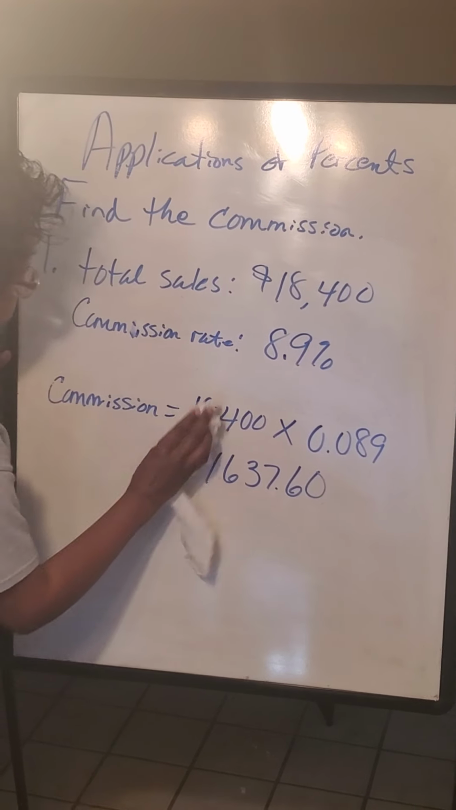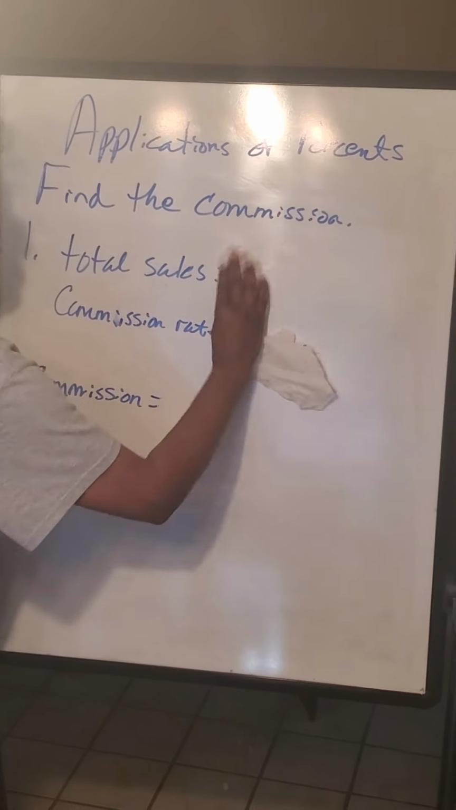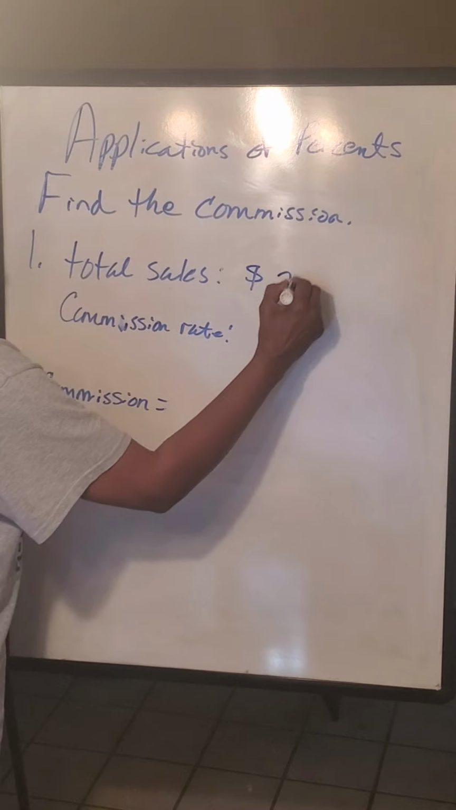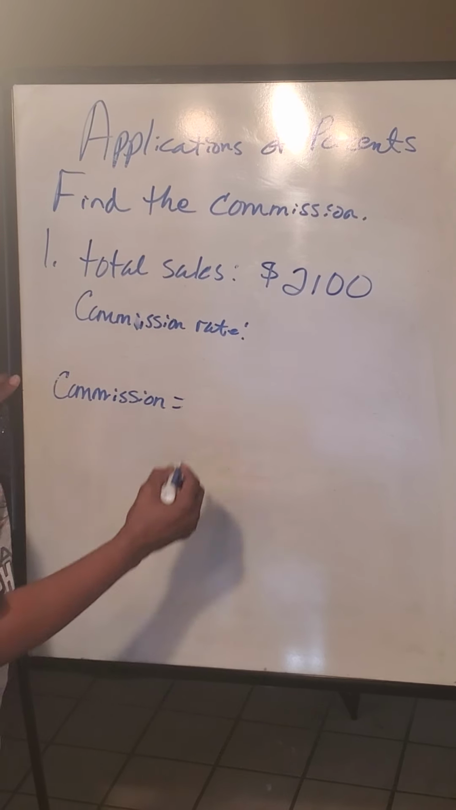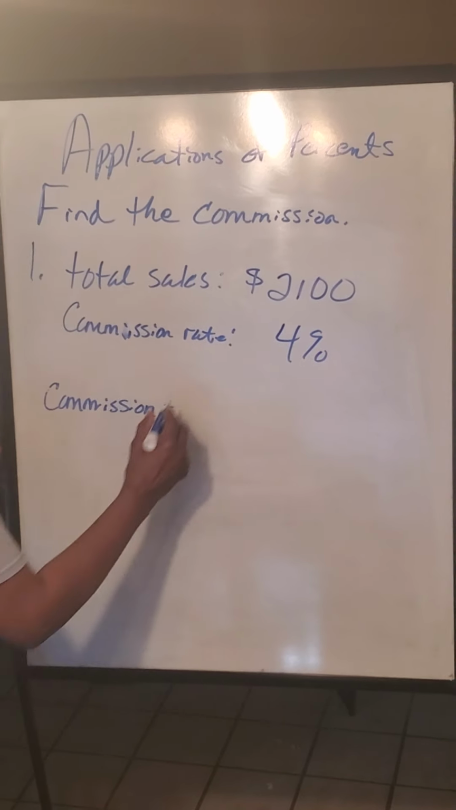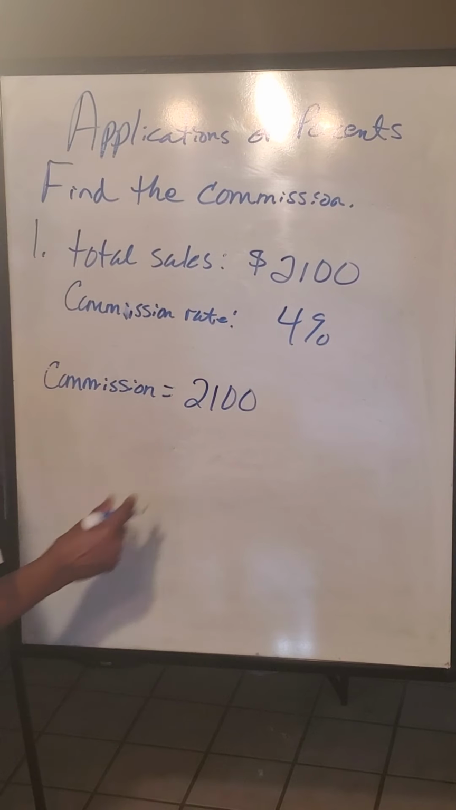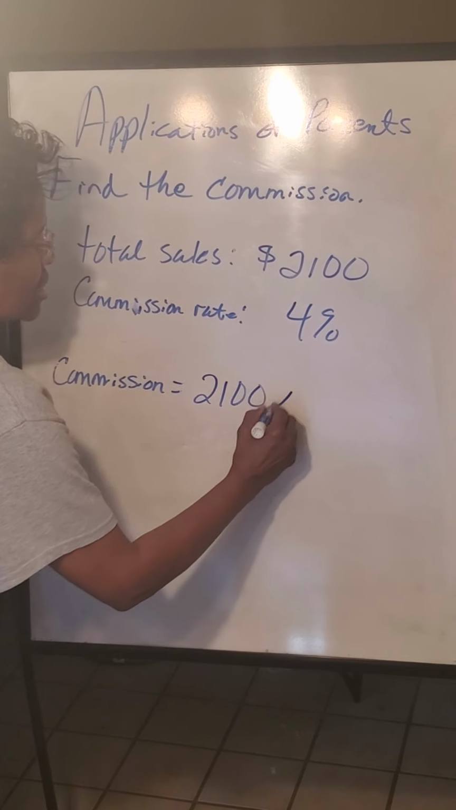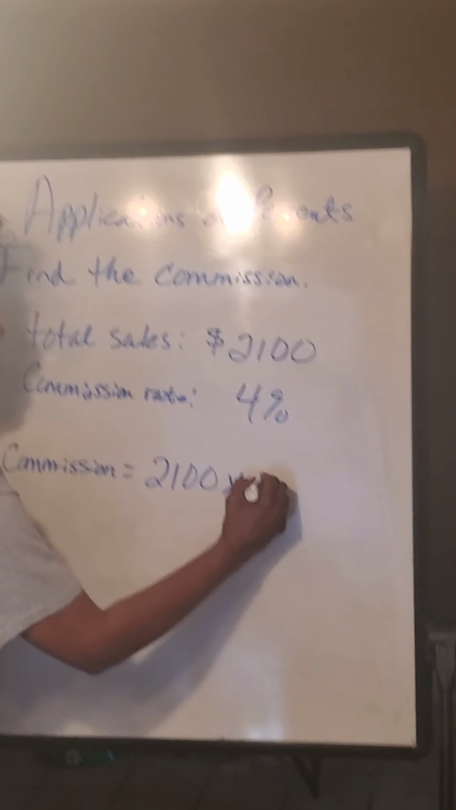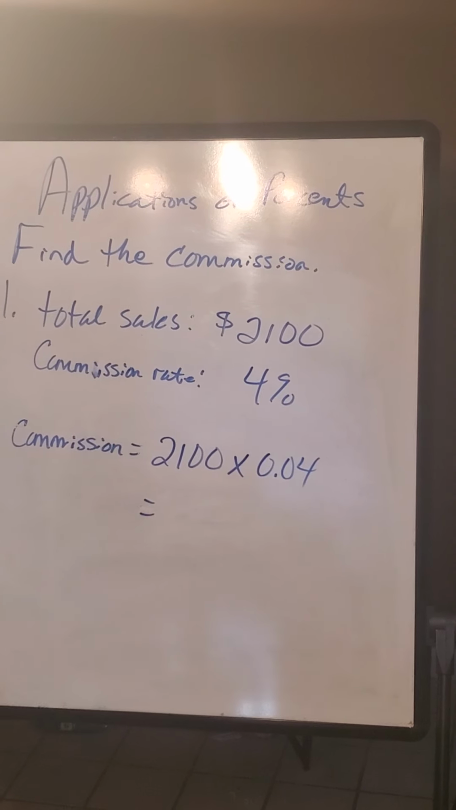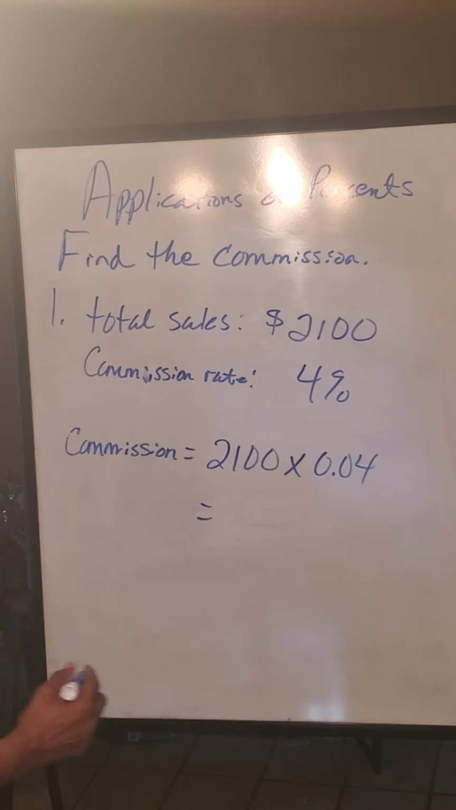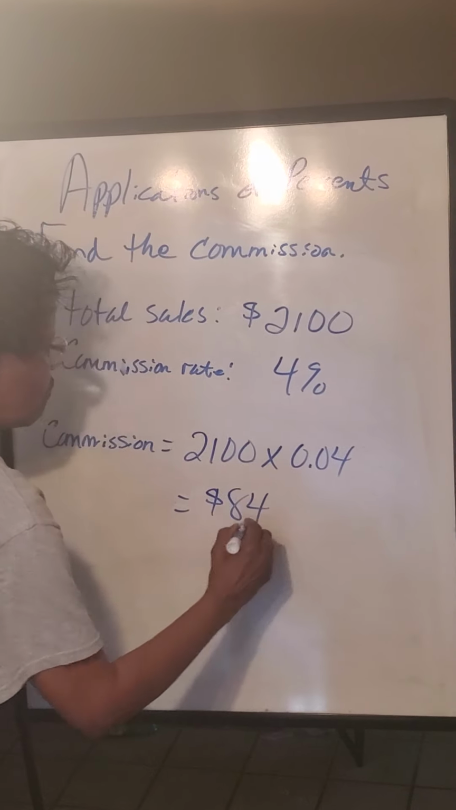Example 2. For example 2, let's say our total sales is $2,100, but the commission rate is 4%. So again, to get that person's commission, the company would take the $2,100, which is their total amount of sales, times, we're going to write this percent as a decimal. The decimal for 4% is 0.04. So as you take your calculator and you multiply, that person's commission will be $84.